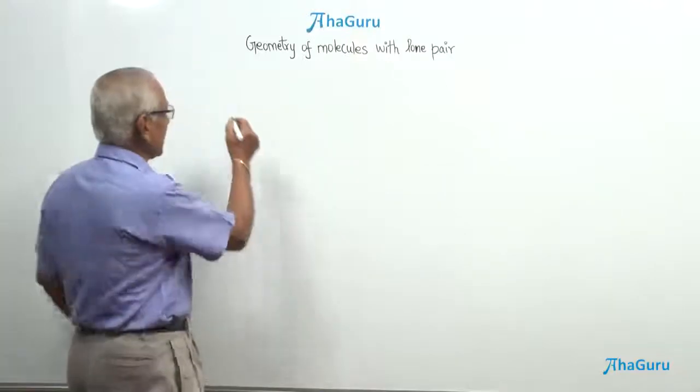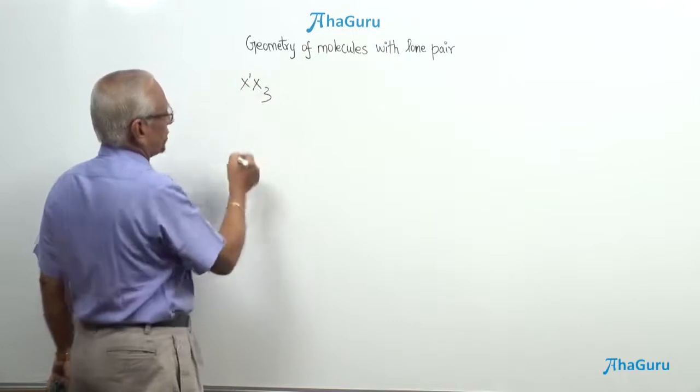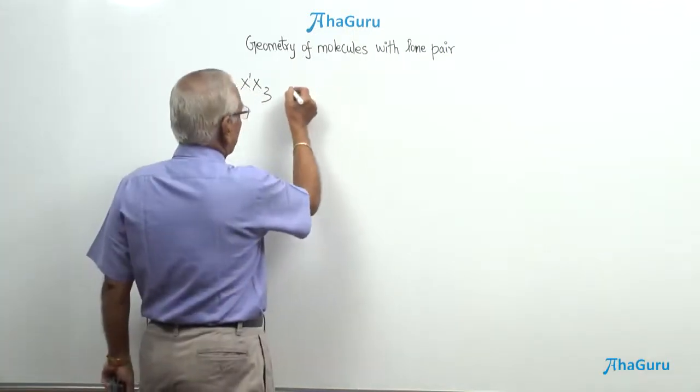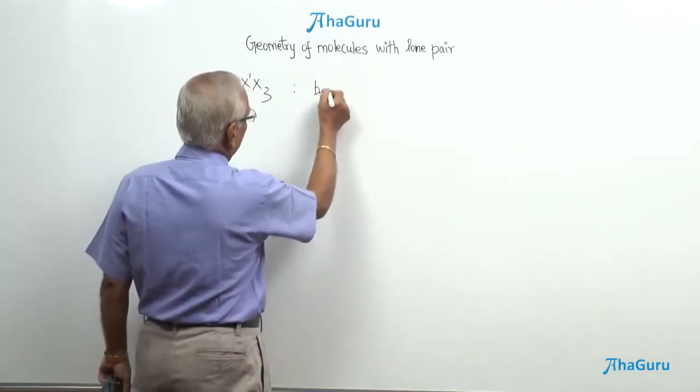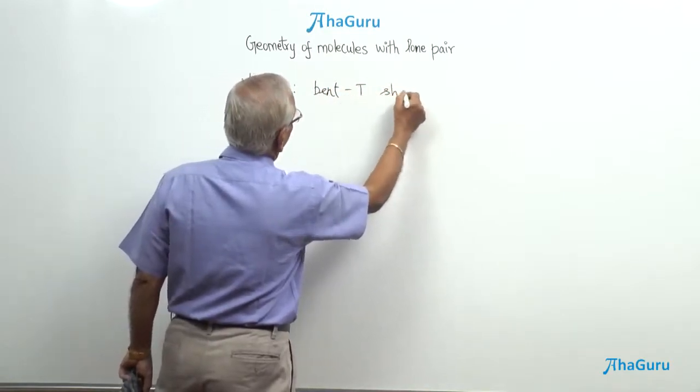Students, after having seen XX3 or X dash X3, I told you this is called a bent T-shaped molecule.